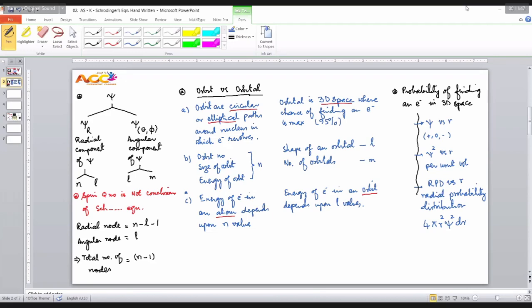Node is a point where there is no chance of finding an electron. When we say chance, there are two things: chance is positive, or chance is zero. When chance is positive, it is called an orbital. There is a space, a point, a plane where you have a chance of finding the electron. If there is a point where there is no chance of finding the electron, that point is called a node. It may be a point, a node point. It may be a surface, a nodal surface. It may be a plane, a nodal plane. Hope you got the idea.